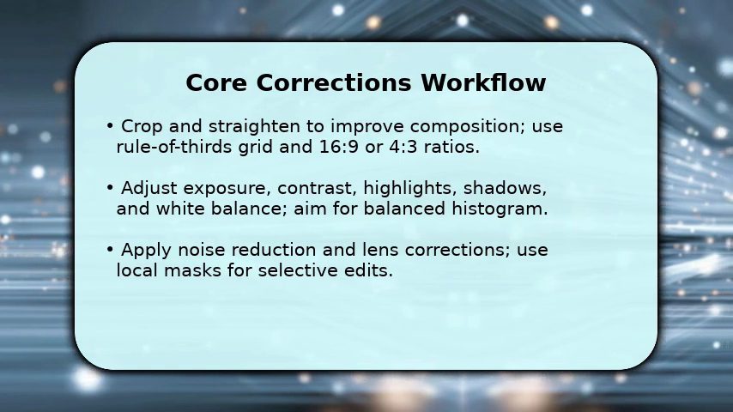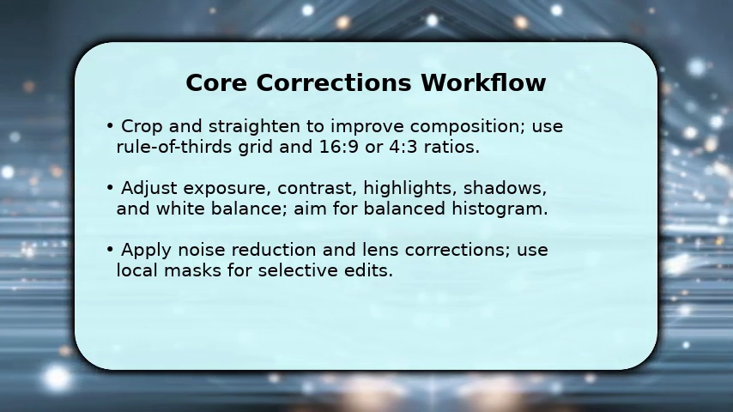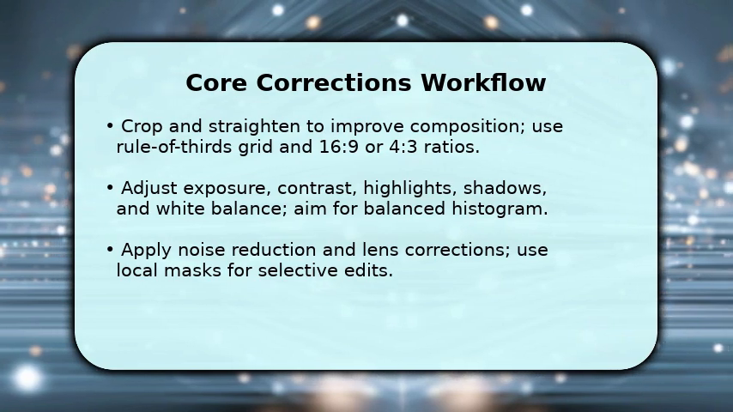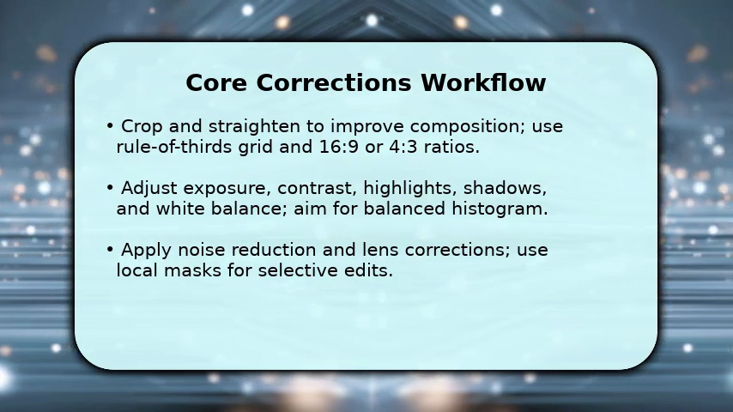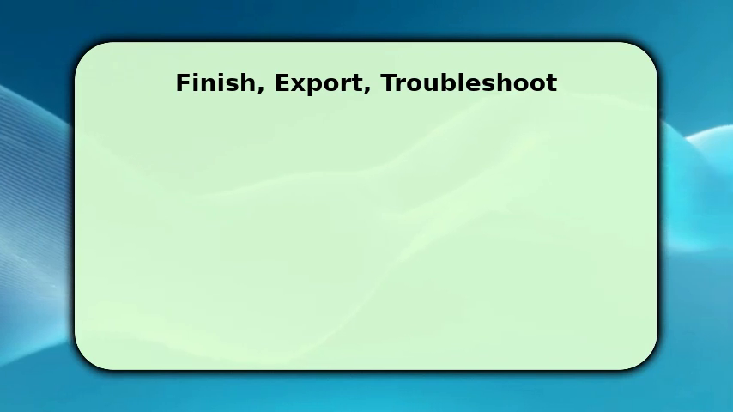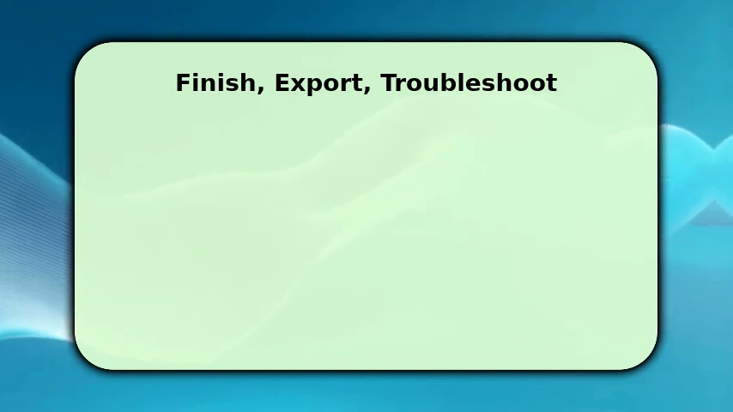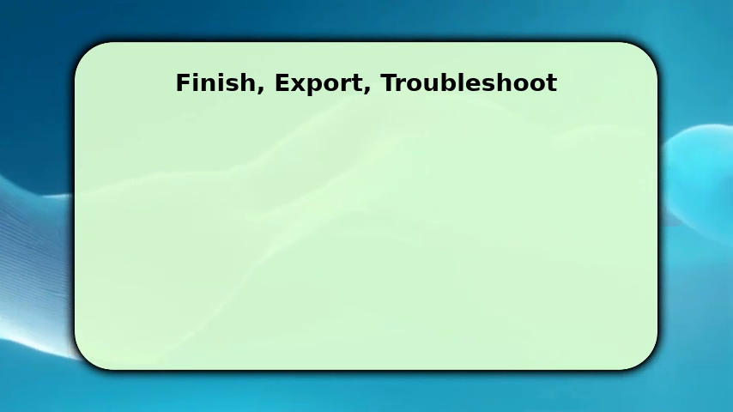Use local masks or brushes to selectively sharpen, dodge, or burn areas without affecting the finish by refining color grading, clarity, and final sharpness while previewing at 100% to catch artifacts. Once satisfied, export using the target format, resolution, and color profile required for your output, JPEG for web, TIFF or PSD for print, and apply a consistent file naming convention.